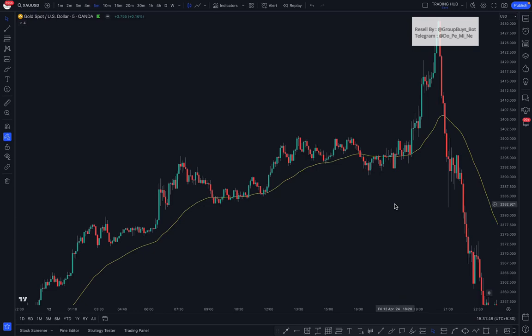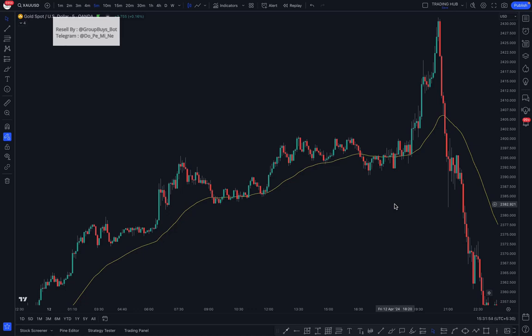This is our gold chart in a 5-minute time frame. You can apply any time frame. This is just an example. You can use 1 hour, 4 hour, 15 minute, any time frame. I'm just showing you a 5-minute time frame because the strategy works in every time frame. Simply, you need to identify our trend direction.